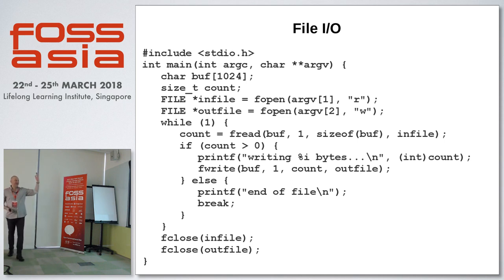These are the basic libc file IOs. This one is just going to open a file for read mode. It's a string, whatever, fopen. I don't know why they did that, but they do. And one I'm going to open for write. It's going to use the first argument and the second argument. So it copies file one to file two, basically. A really simple file copier.